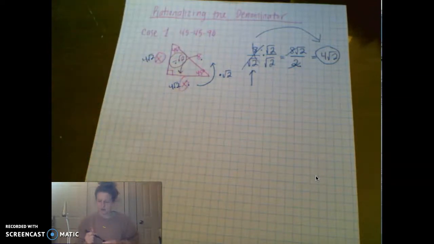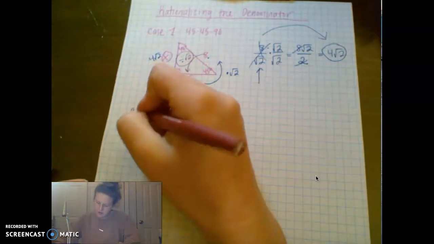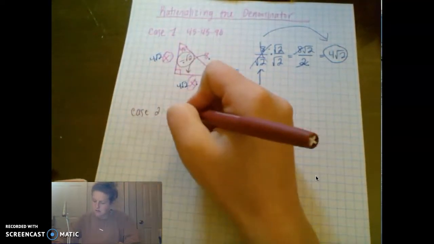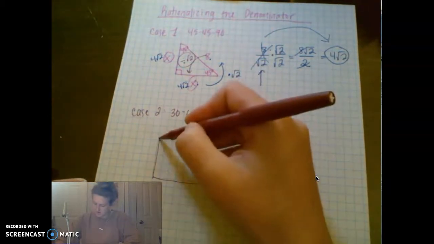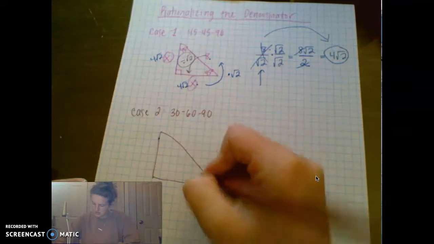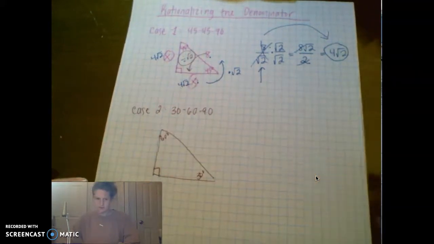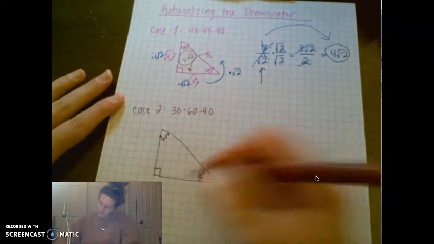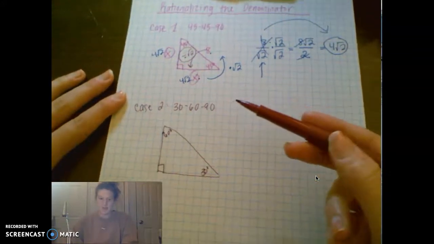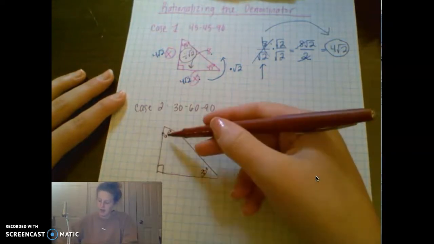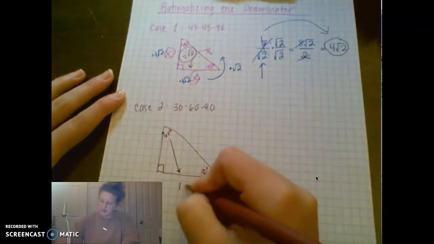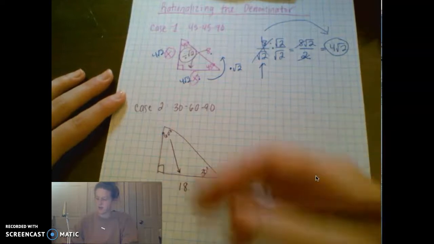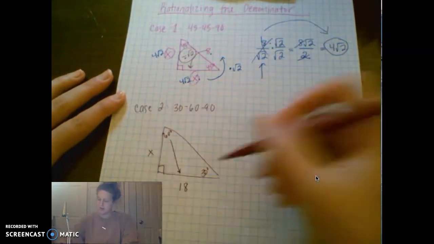All right, let's talk about case two. Case two is when we have a 30, 60, 90 triangle. Say it looks like this. We have 30 down here, 90, 60. So the case where you're going to have to rationalize is when you know the length of the big leg, which is across from the 60-degree angle. So let's say the length of the big leg is 18, and we need to find the length of the small leg. Let's call that x.